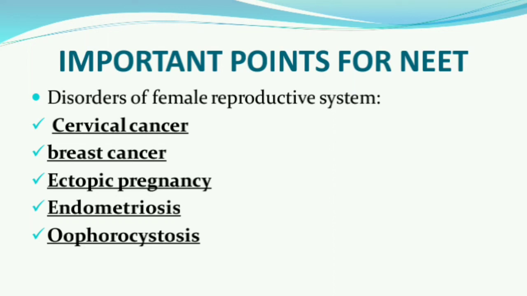The second one is breast cancer. The third one is ectopic pregnancy. What is that? It is the implantation of an embryo at a place other than the uterus. It generally occurs in the oviduct, that is in the fallopian tube, and it leads to a dangerous condition. The next disorder is endometriosis, that is the growth of endometrial tissue outside the uterus. The fifth one that I have discussed here is oophorocystosis, that is cyst formation inside the ovary.